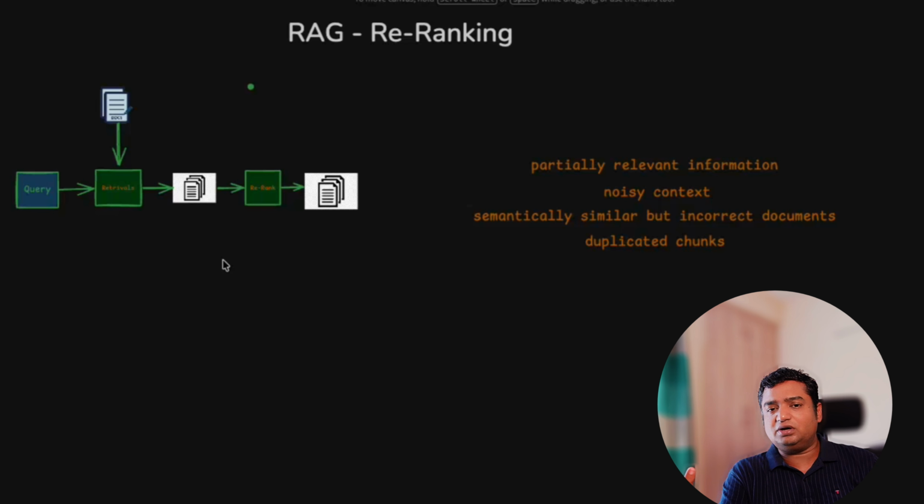The output may be semantically similar, but the answer or the document will be incorrect. There will be duplicate chunks. So there will be multiple issues with the retrieved documents. To solve all these issues, we have to use re-ranking. Re-ranking gives a new rank to the documents you have fetched from the retrieval, based on accuracy and the relevance of the document.